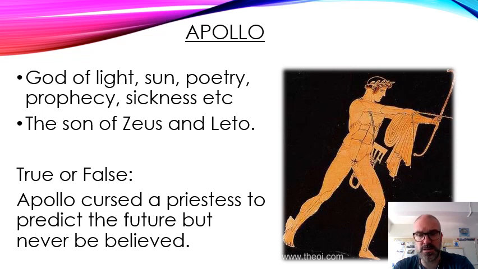It's true, and the person in question is a prophetess called Cassandra, who Apollo fell in love with and offered the gift of prophecy, which she accepted. Then Apollo appeared later on and more or less demanded that she sleep with him. And she knew she would lose her gift of prophecy if she did.